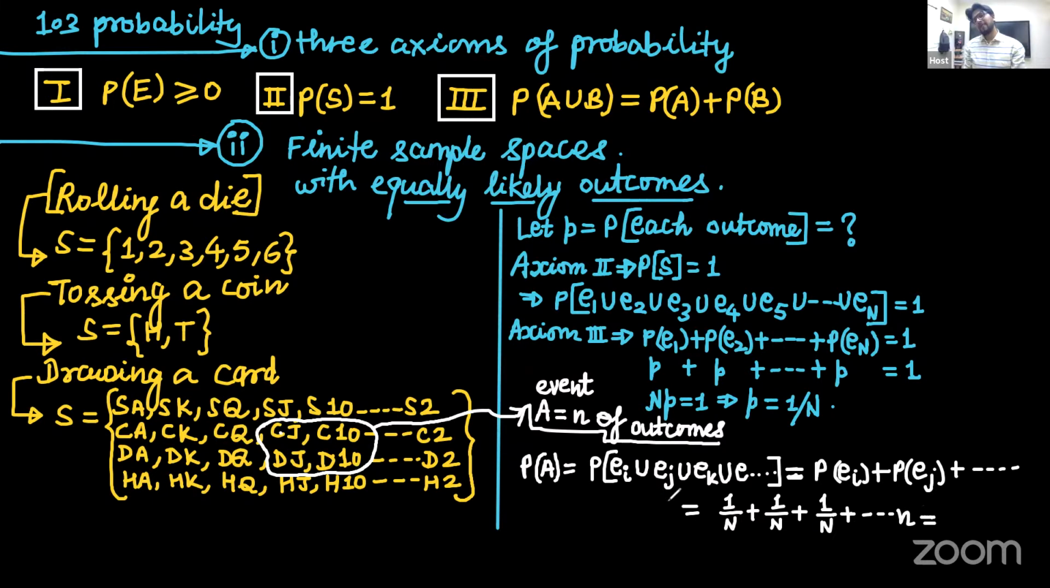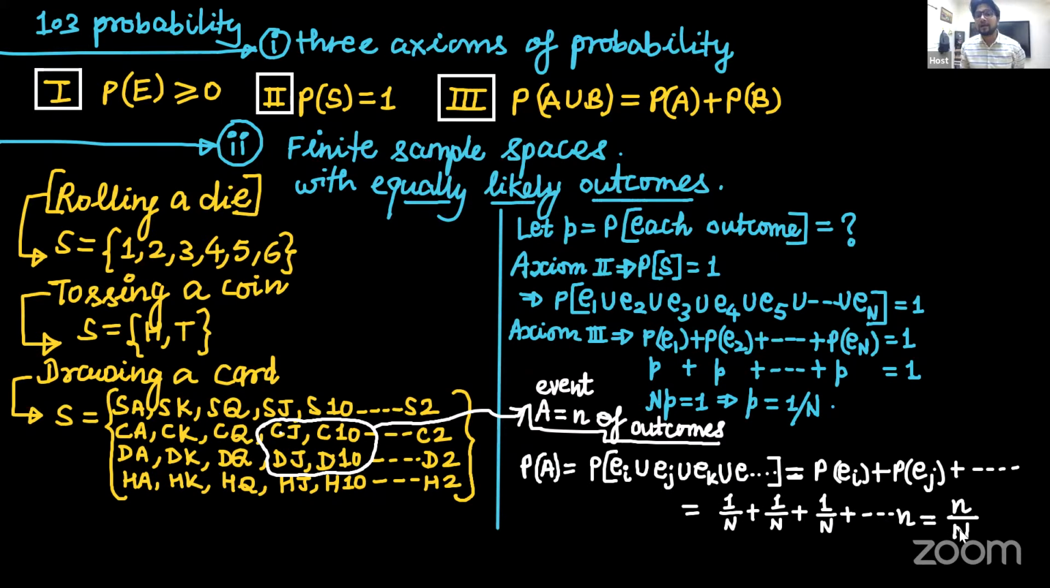If you keep adding 1 upon capital N, 1 upon capital N, 1 upon capital N, small n number of times, you get small n by capital N.